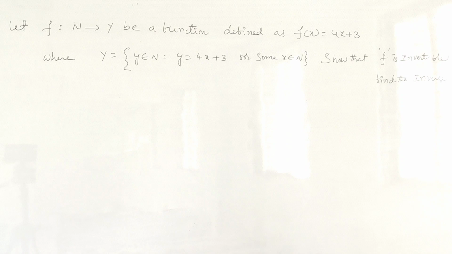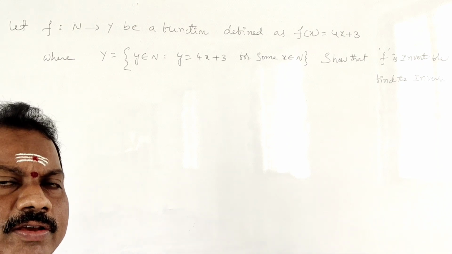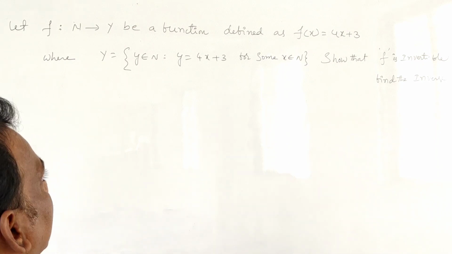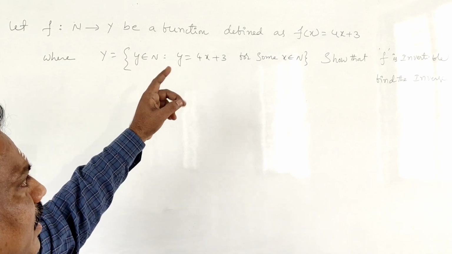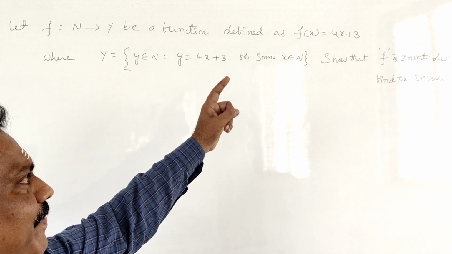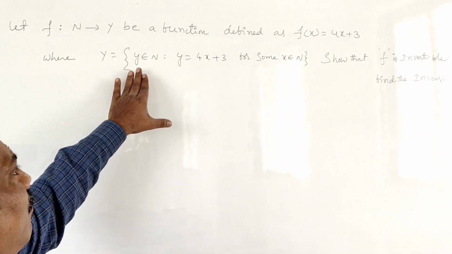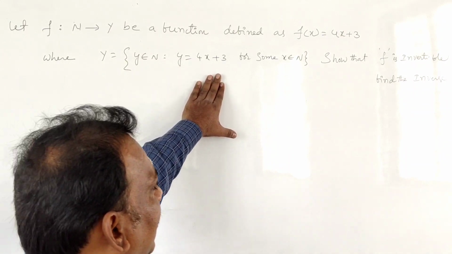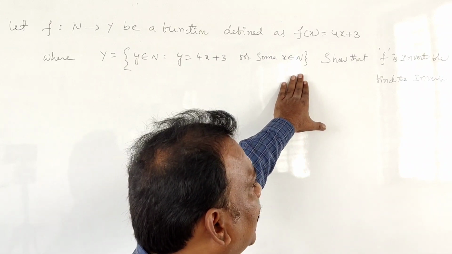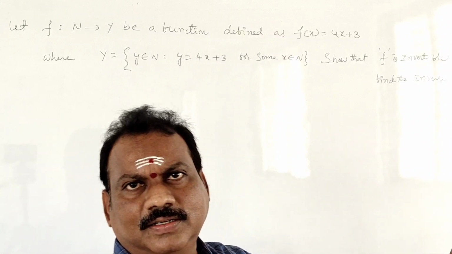See students, so now we have to check the problem whether it is invertible or not. They will give a 5 marks question like this. You can see the question: let f be a mapping from N to Y, a function defined as f(x) = 4x + 3, where Y = {y : y = 4x + 3 for some x belongs to N}. Show that f is invertible and find the inverse.